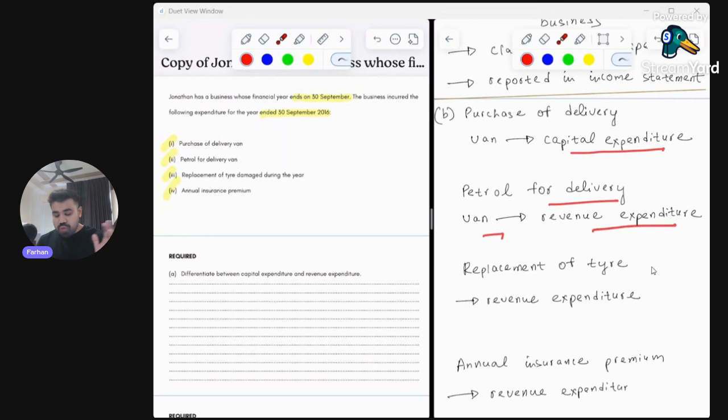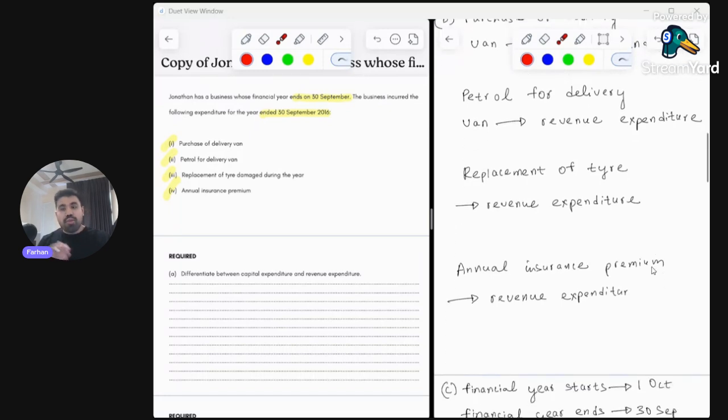Next, we have got the replacement of tire. Replacement of tire, just think about your tire that is already worn out or has gone bad. And now you need to change it because without changing it, you are unable to actually operate the vehicle for the purpose of generating revenue for the business. Therefore, this is also part of your operational expenses because it makes sure the business is operating based on this expenditure that you will make. Therefore, replacement of tire is also classified as a revenue expenditure.